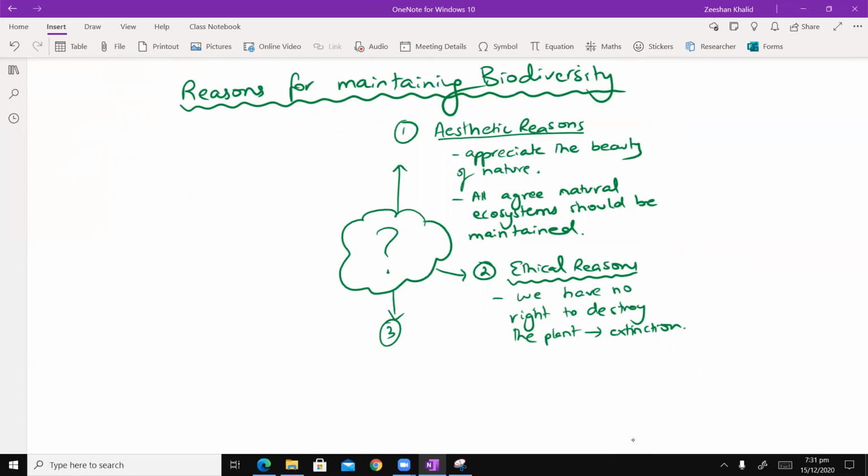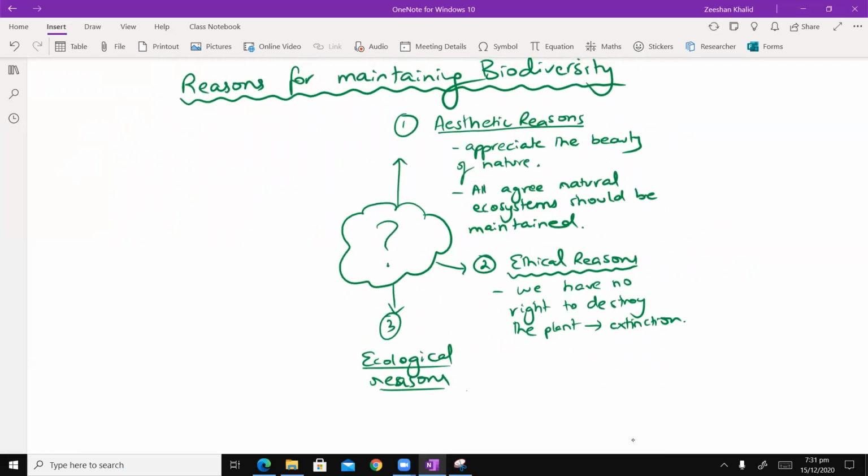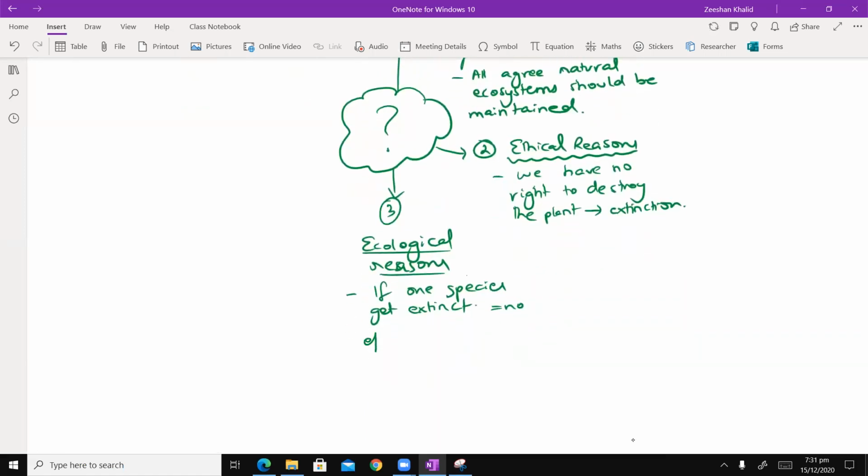Anyhow, number 3, the third argument is ecological reasons. What do I mean when I say ecological reasons? It means it is important to maintain biodiversity to sustain other ecosystems. For example, if one species gets extinct, do you think this will have no effect on this ecosystem or other ecosystems? Well, it does, because these are all interrelated. It has, as they say, a knock-on effect on other species. This is a key word: knock-on effect on other species.